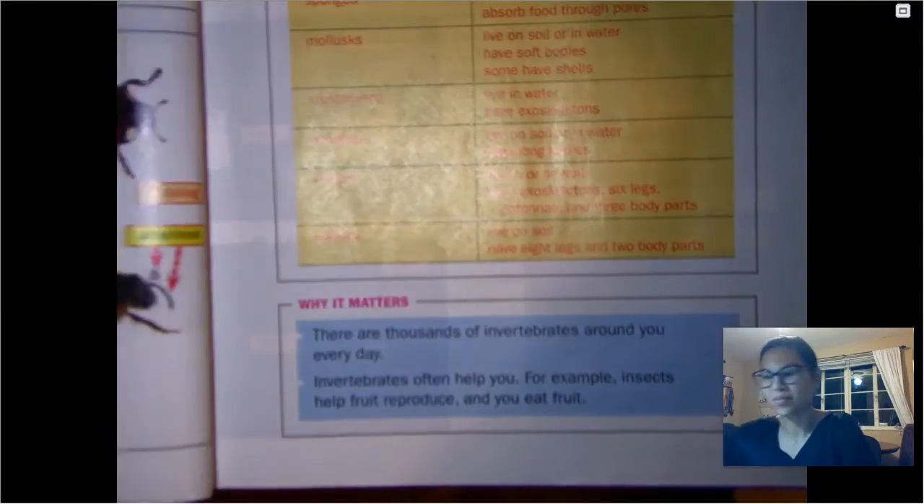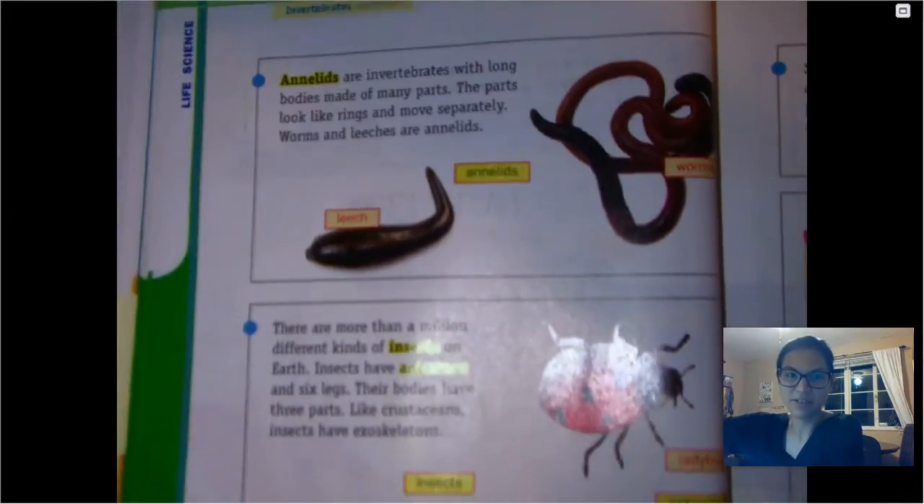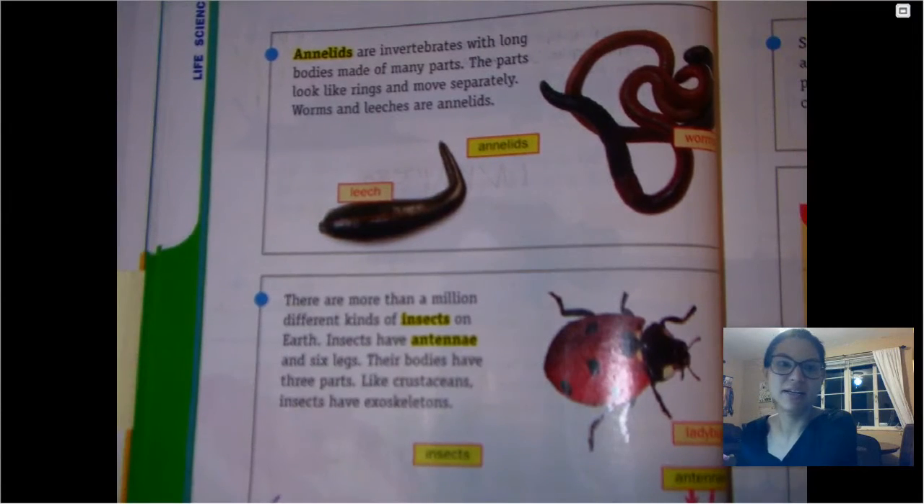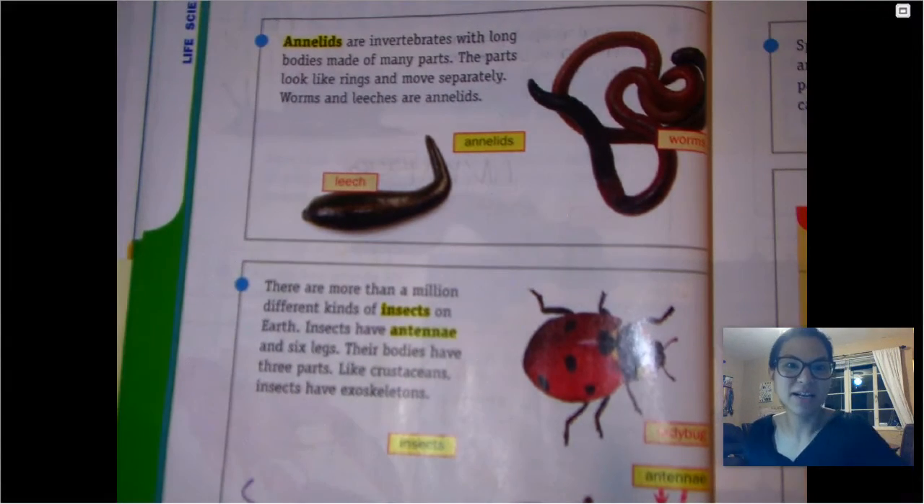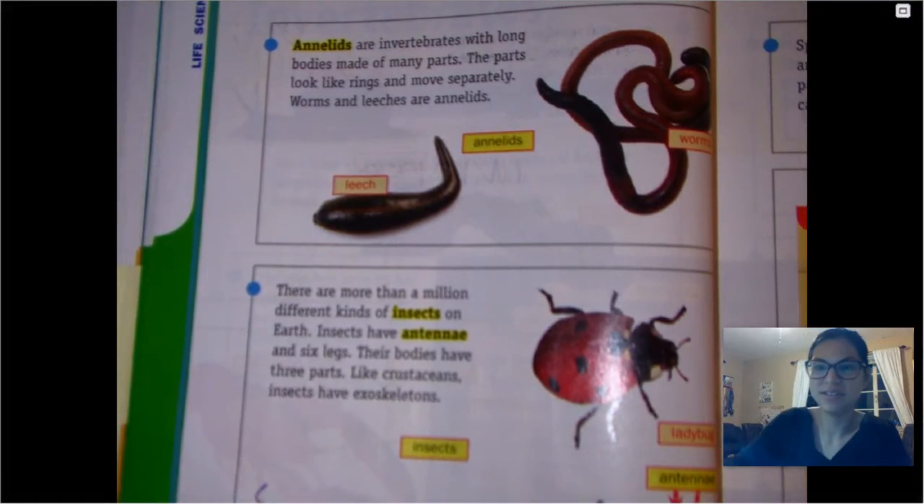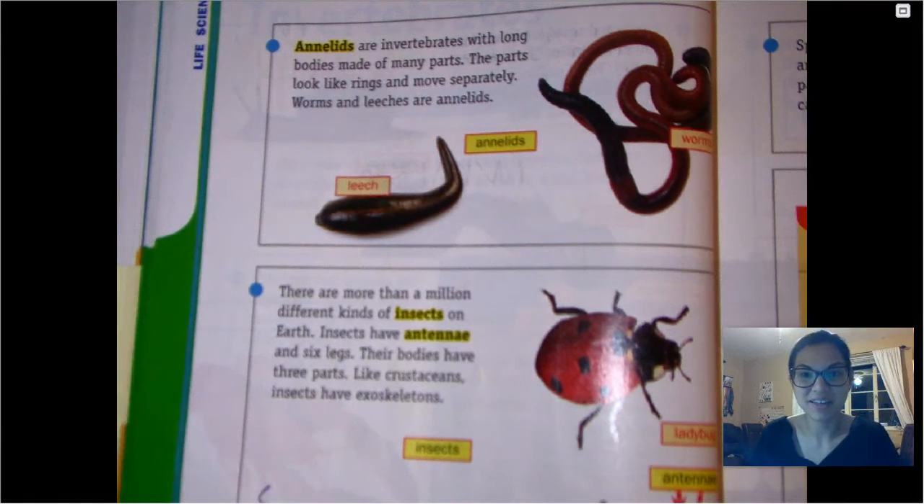Right, next we have, and I'll adjust the lighting again here, annelids. Annelids are invertebrates with long bodies made of many parts. The parts look like rings and move separately. Worms and leeches are annelids.